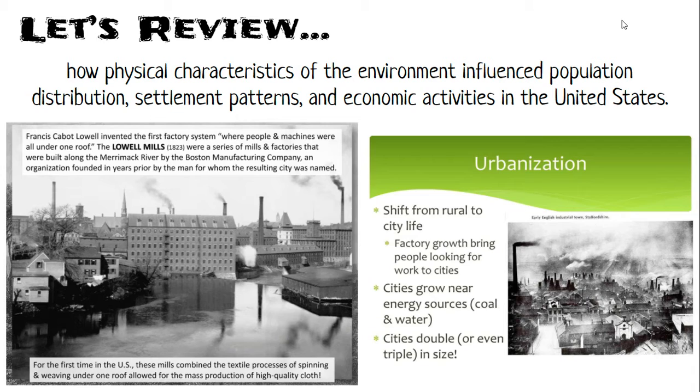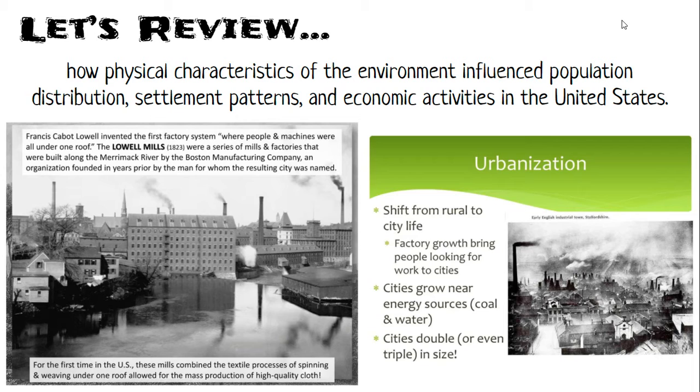These mills were used to process textiles and spinning and weaving of cloth under one roof. It allowed for mass production of quality cloth. This also allowed Americans to stop importing textiles from Britain and produce their own.